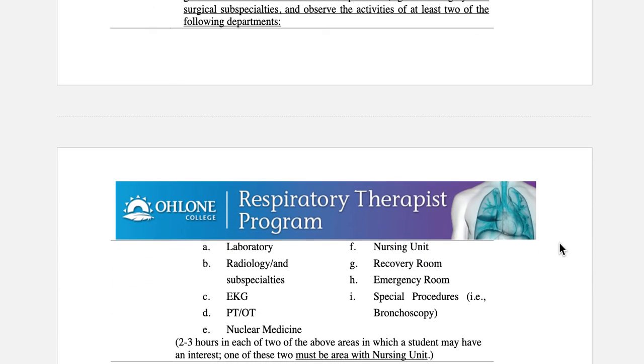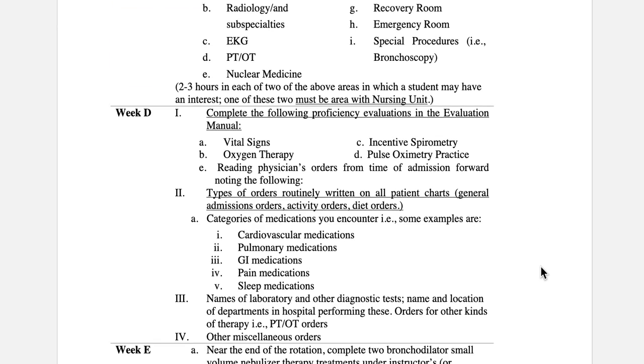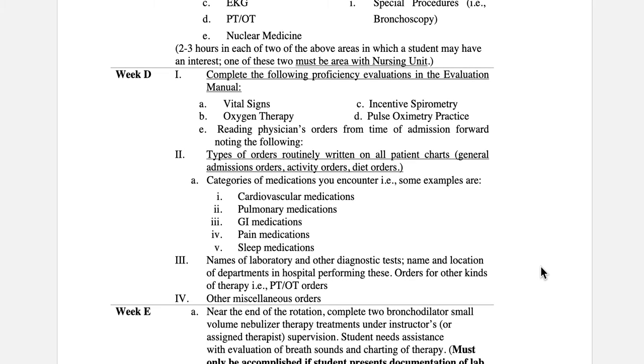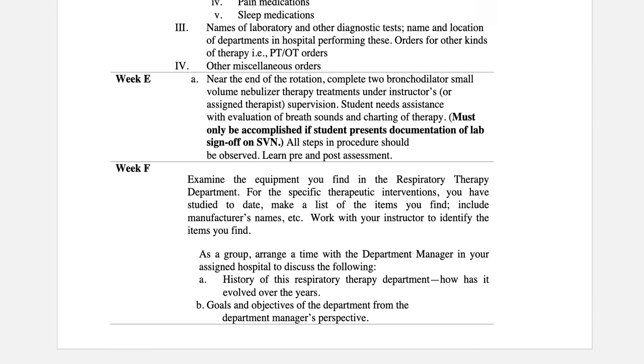If you go to C, there's laboratory, radiology, EKG. They can visit different areas of the hospital. In week D, they could do vital signs and start introducing themselves to patients. The students that you will be receiving are very much new to healthcare in most cases, and they're very shy and timid. Your goal is to have them present themselves professionally to these patients who are strangers and really take care of them.